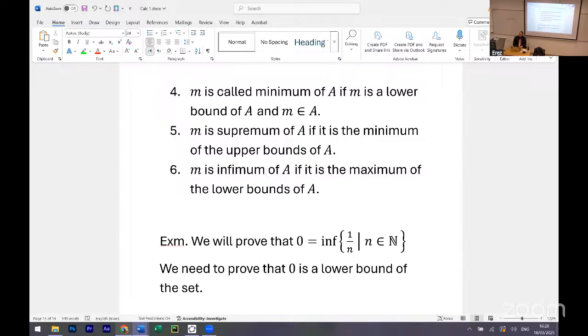So we don't just need to prove that it's a lower bound. What else do we need to prove? No. It's the maximum of the lower bounds. And also that 0 is the maximum of the lower bounds, right? We have many lower bounds on the left. If we think of the axis, many lower bounds, 0 is the maximum between all of them. That's what I need to prove. Agreed? So let's do it. It's two steps, two different things.